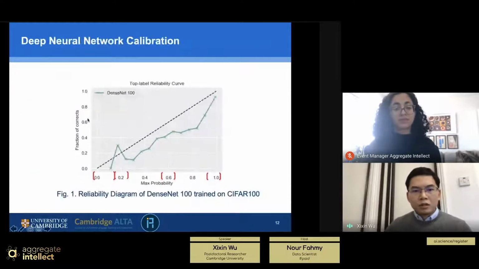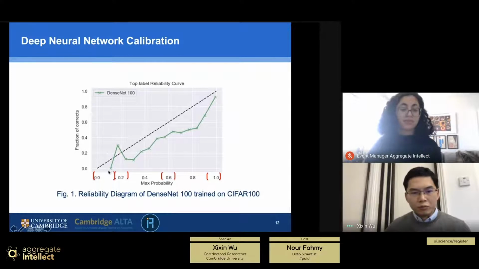So here we talk about a way to evaluate calibration. This is called a reliability diagram. Basically, it divides the predictions with similar probability into bins, like dividing the predicted probability into 0 to 0.1 bin, 0.1 to 0.2 bin, and so on. For one bin, the average confidence is calculated and the average accuracy is calculated.